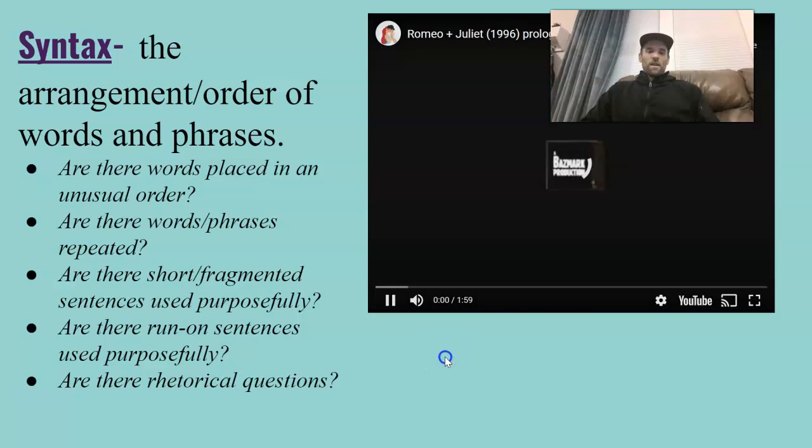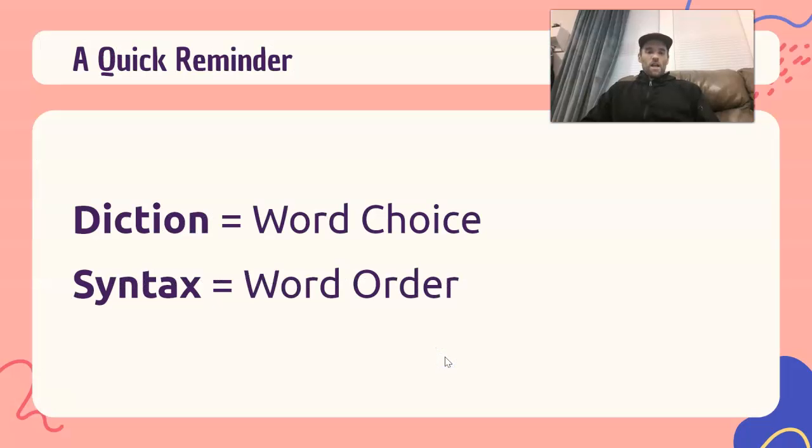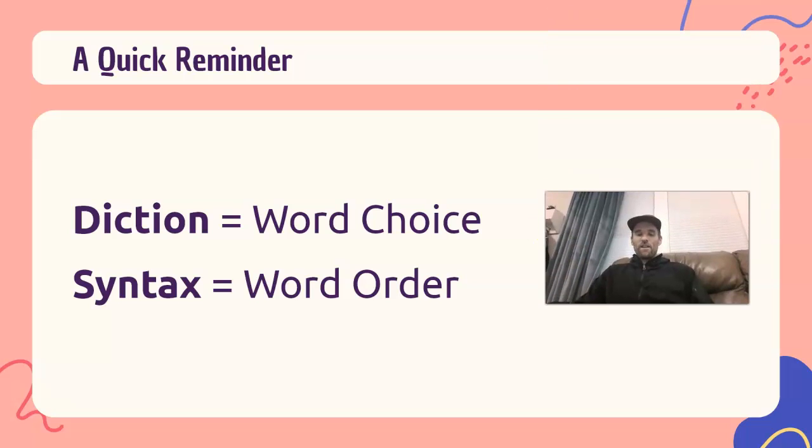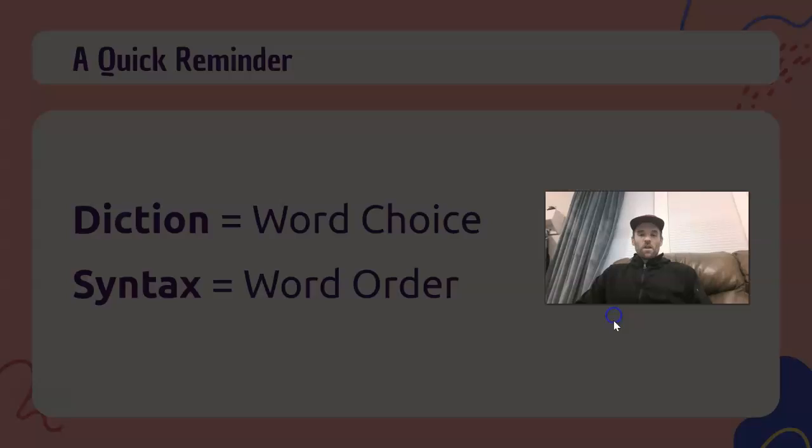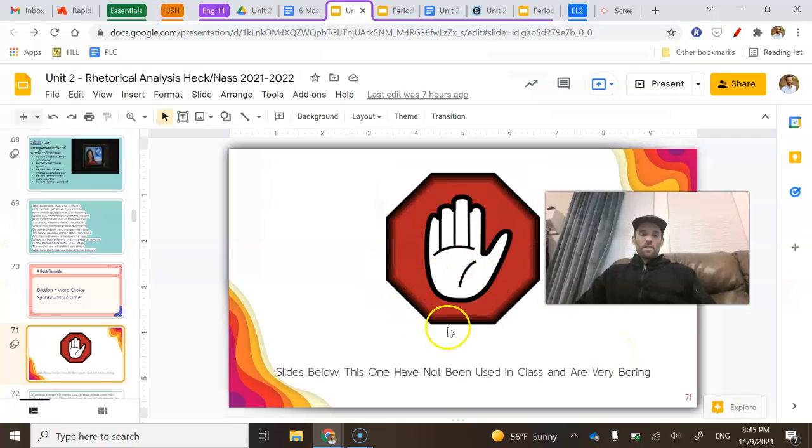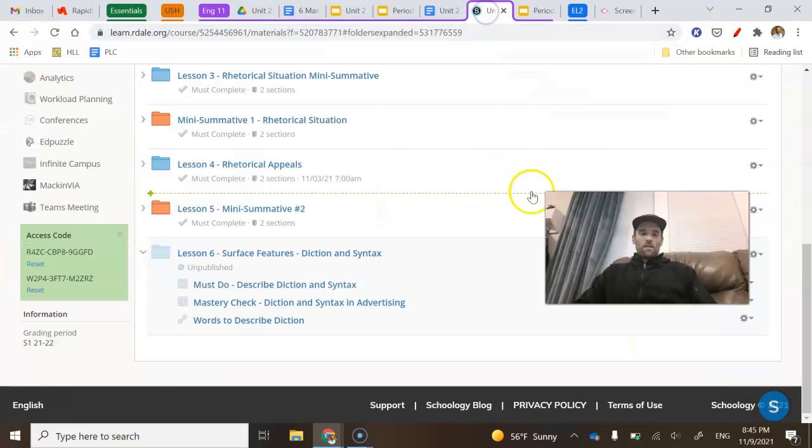And I'm going to explain this assignment in a moment. But the basic thing that you need to know, and you should have both these things defined in your notes, but if you want a simple way to remember it, diction is word choice, syntax, word order. So let's talk about the assignments you have here really quickly in this lesson.